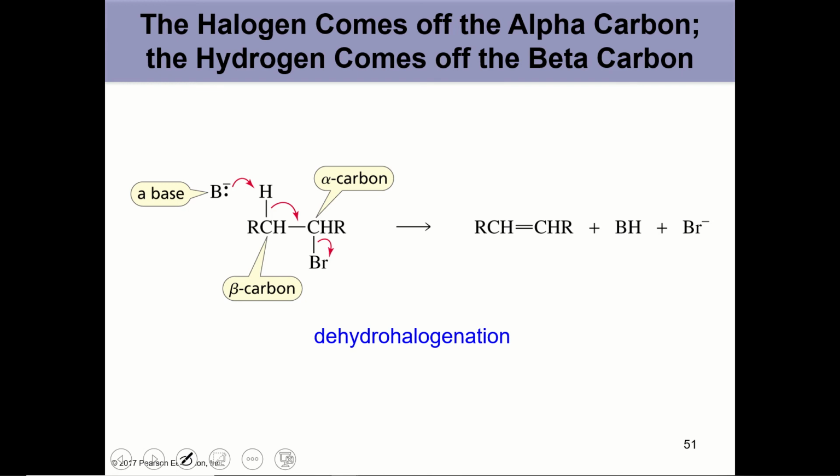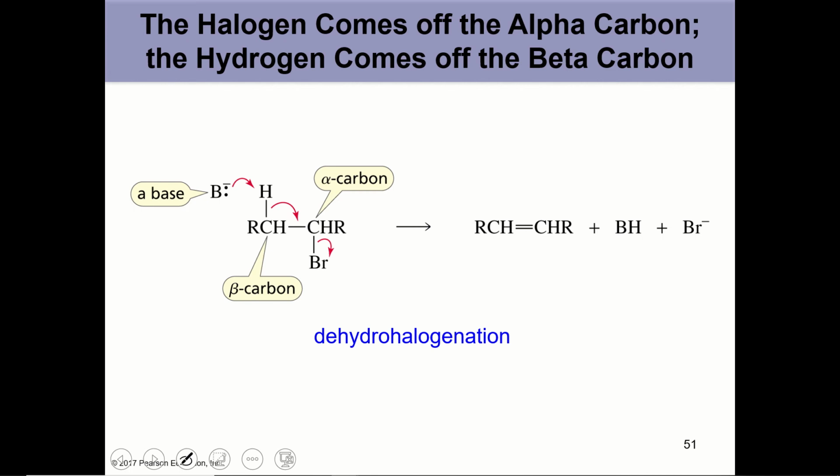The halogen comes off the alpha carbon, the carbon that is alpha to the halide carbon. The terminology they're going to use for our alkyl halides is that the alpha carbon is the carbon bonded to the halogen, and the beta carbon is the carbon that is adjacent to the alpha carbon. By their definition, the halogen is always going to be removed from the alpha carbon, and the hydrogen will always be removed from the beta carbon.